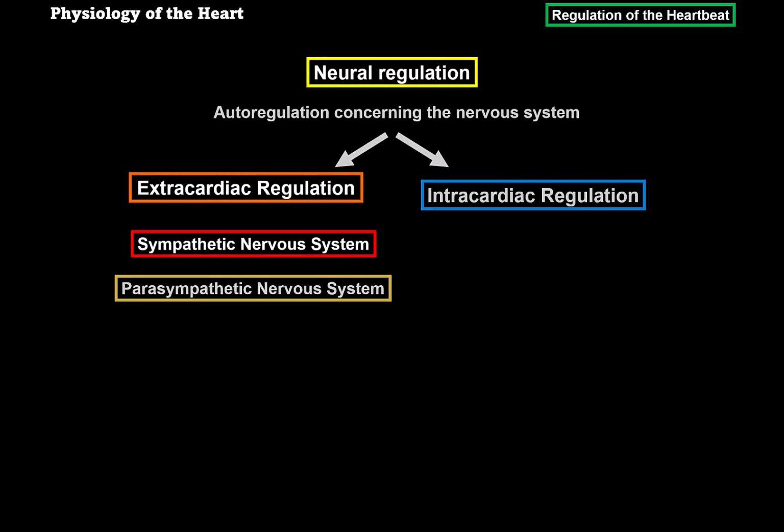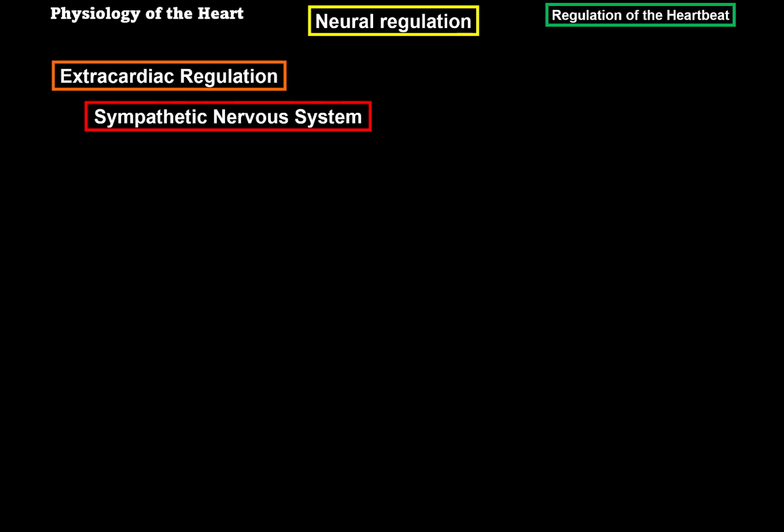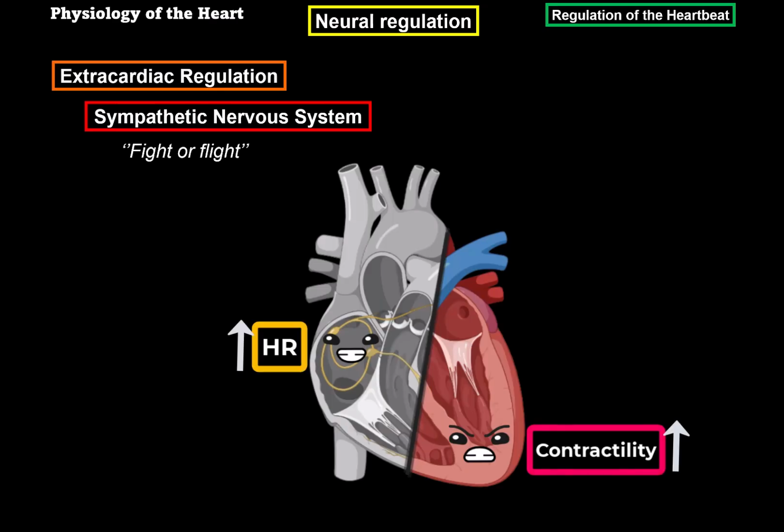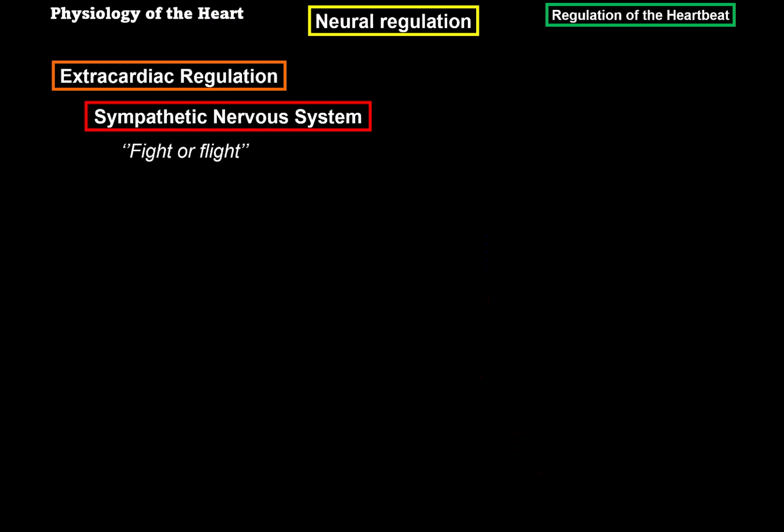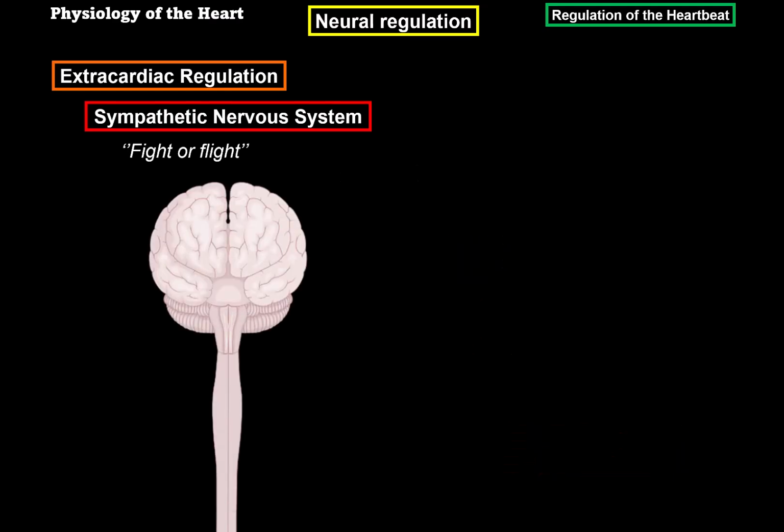Let's look into the sympathetic nervous system first. The sympathetic nervous system is our fight or flight response. So you want to increase the heart rate, increase contractility, and increase the cardiac output. Now, the sympathetic nerves that innervate the heart primarily originate from the upper thoracic segments of the spinal cord, approximately T1 to T5. These preganglionic fibers exit the spinal cord to reach the paravertebral ganglia.